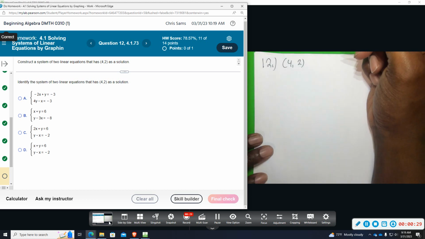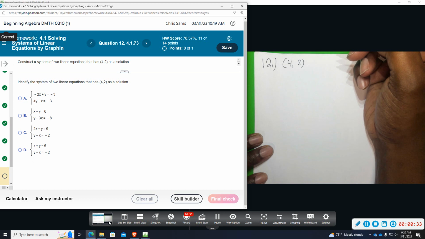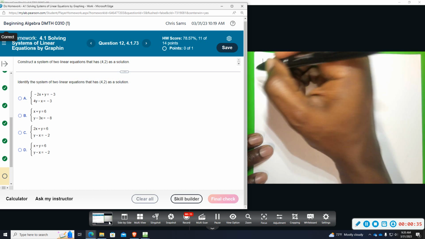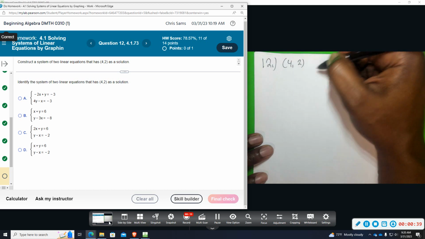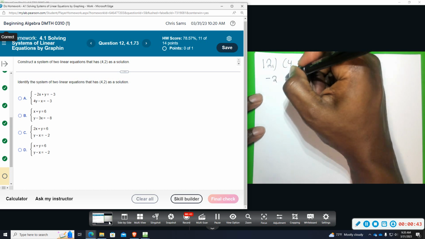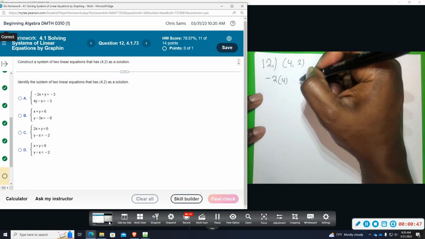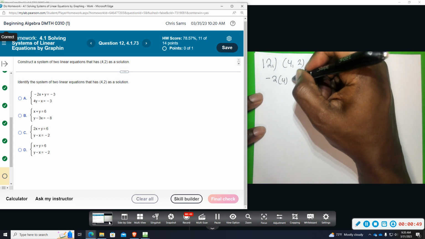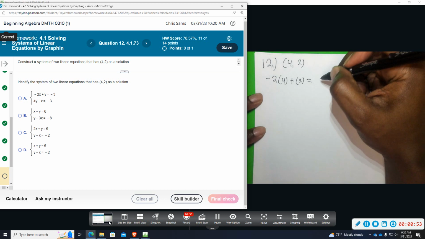And I'm going to start with answer choice A. I'm going to just plug in the 4 and the 2 for x and y and see if I get the correct answer on the right side. So I'm going to write negative 2, and then the x value is 4. So negative 2 times 4 plus y, which y is 2. And I'm going to see if that equals negative 3.